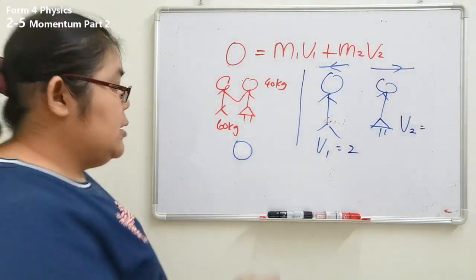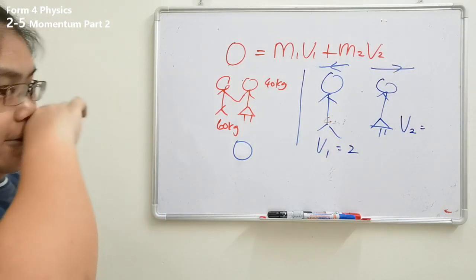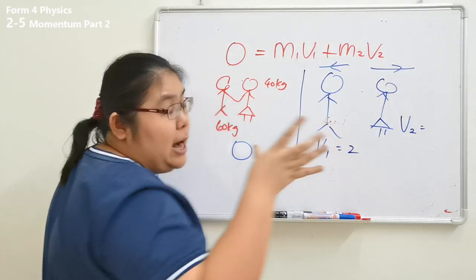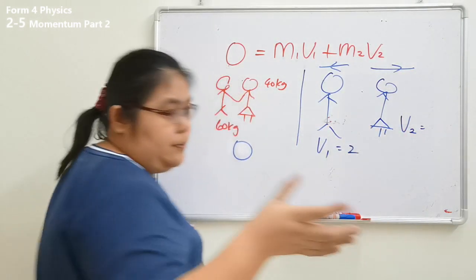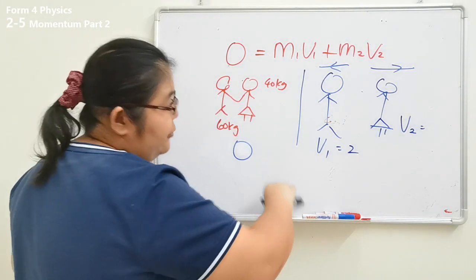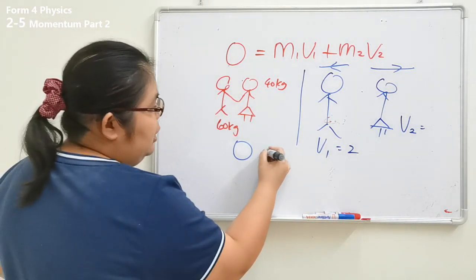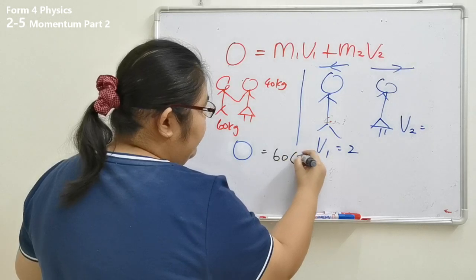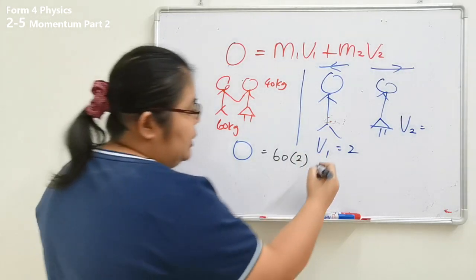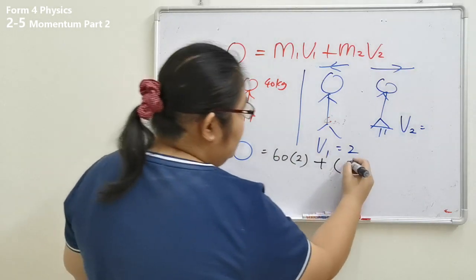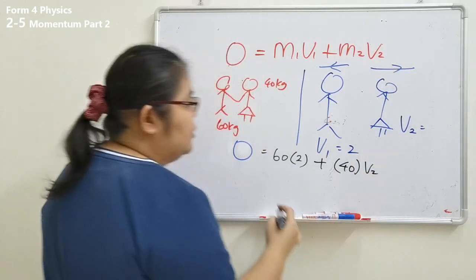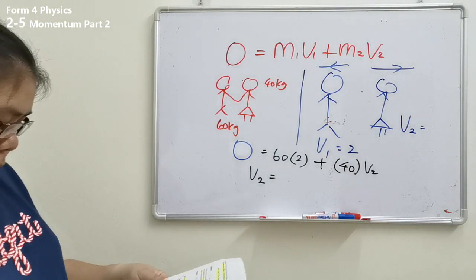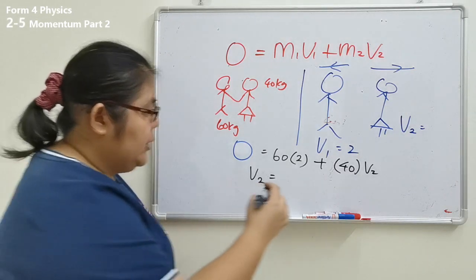So this one is an explosion. When starting, they will move. Your final answer is surely negative, because if you take V1 as positive. Unless you take V1 as negative, then V2 should be positive. Then we follow the formula and do the calculation. So 60 kilograms multiplied by 2 for the boy, plus the girl's 40 times V2, equals 0. Then we calculate V2, and your answer is negative 3.